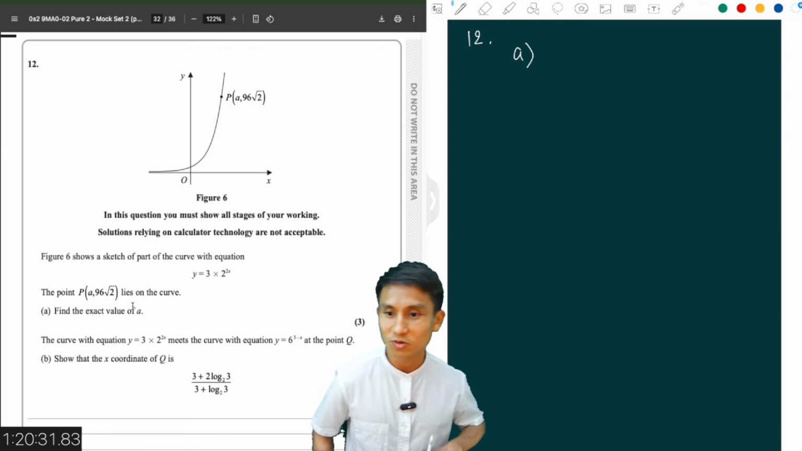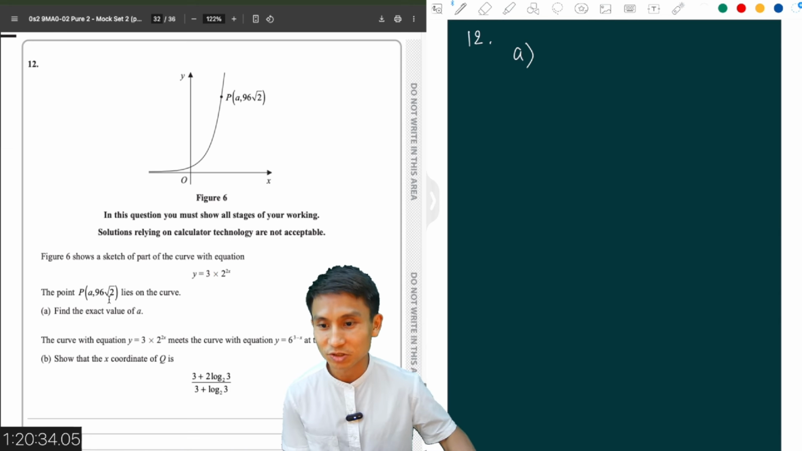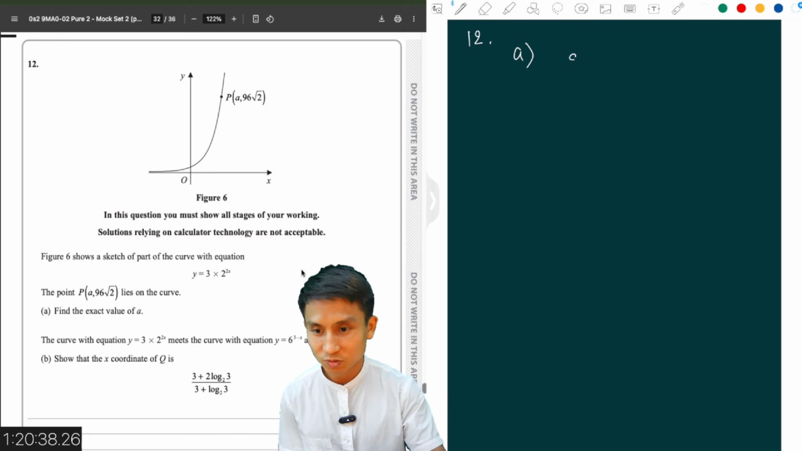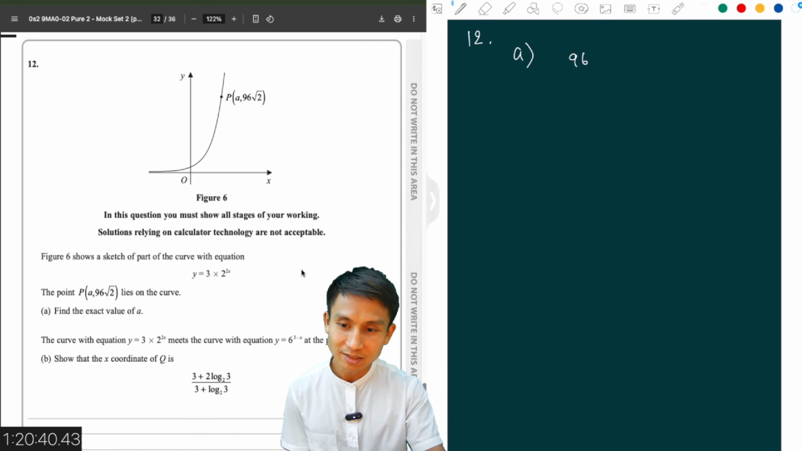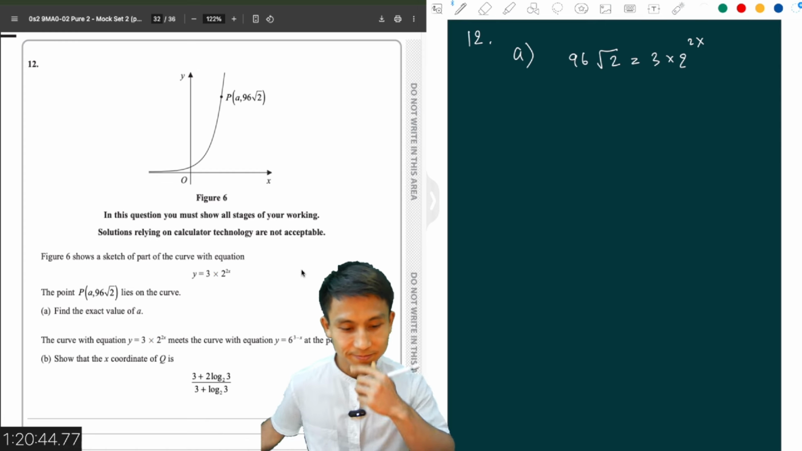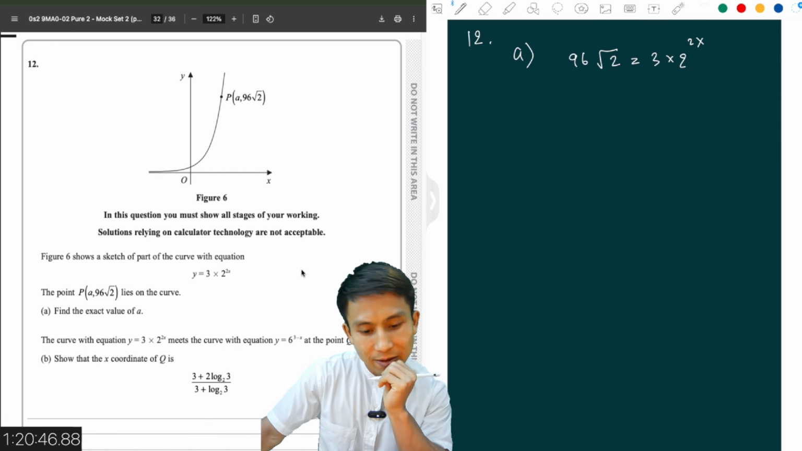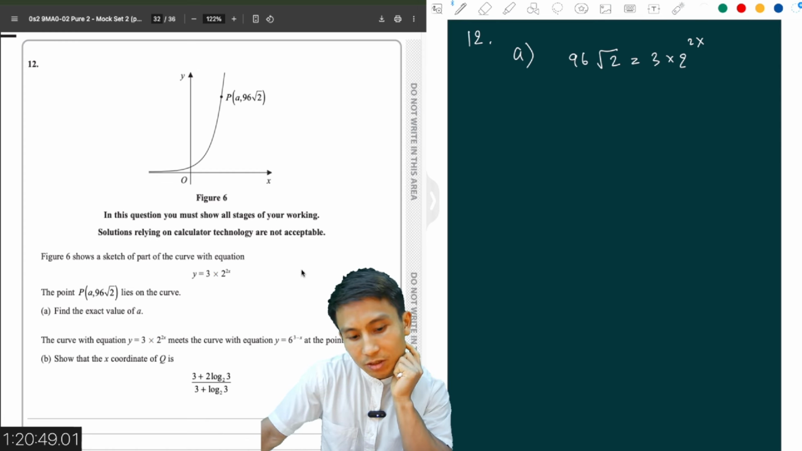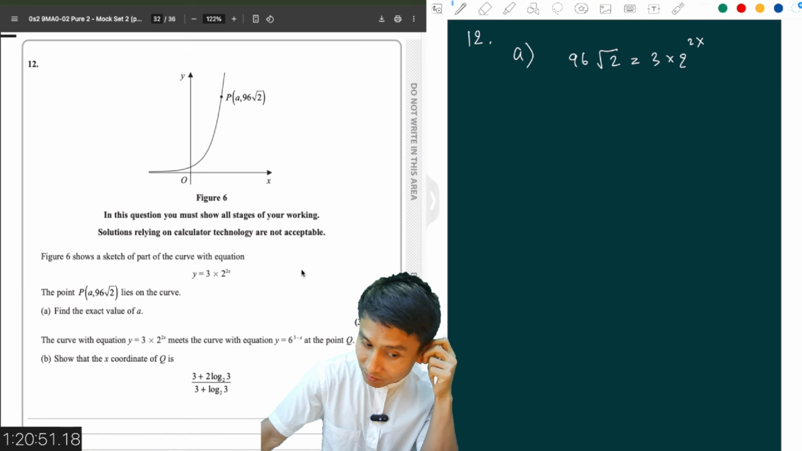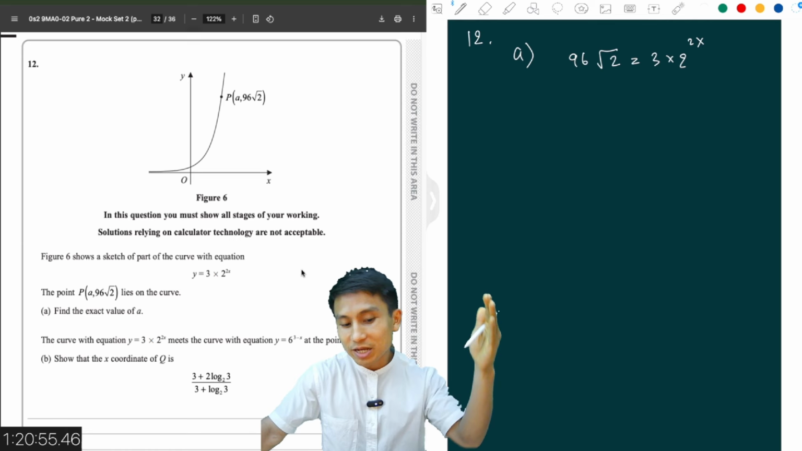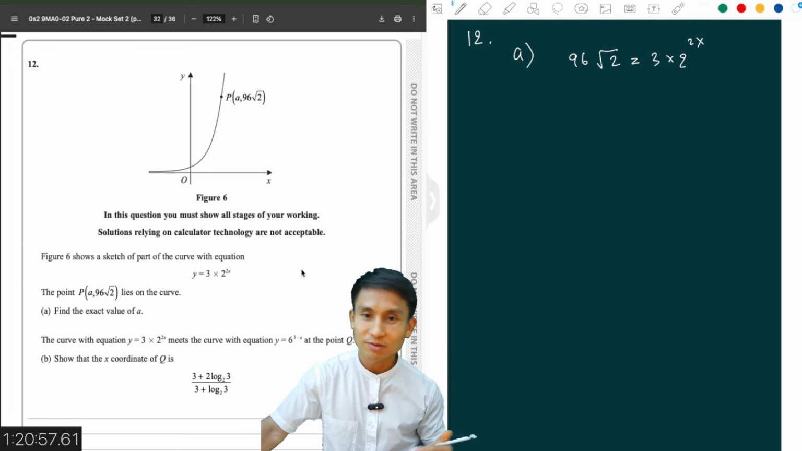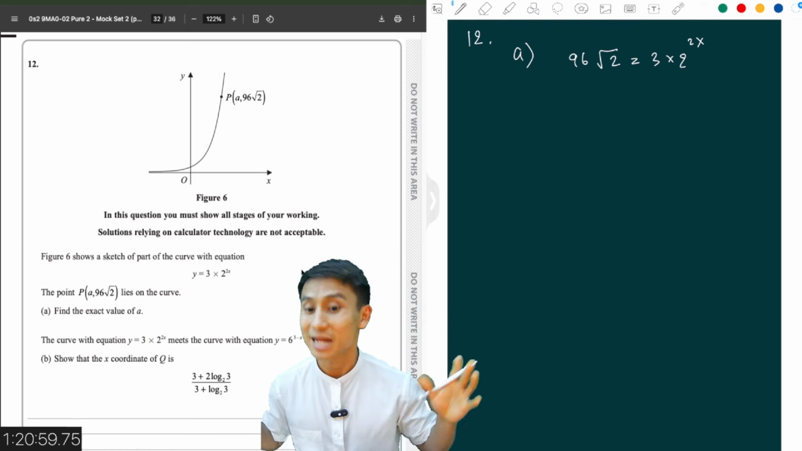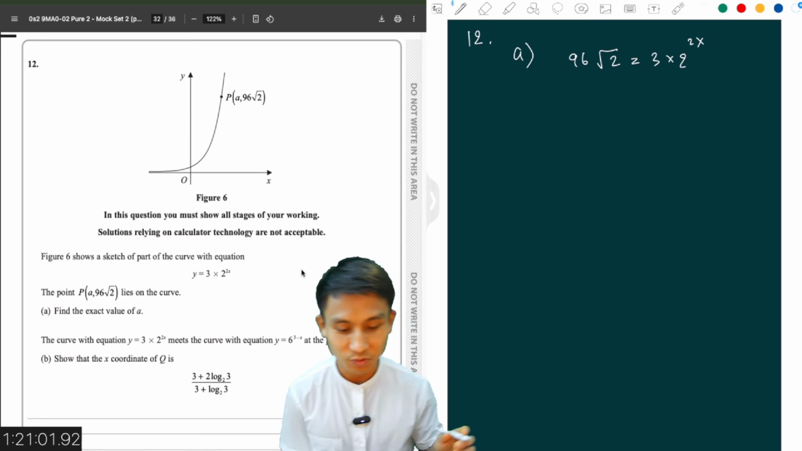Because point P lies on the curve, we substitute the y coordinate to find the x coordinate. So we sub in 96 root 2 equals 3 times 2 to the power of 2x. You can solve this as an exponential equation, or you can take log on both sides, which is fine. But let me show you how to solve it using laws of exponents.